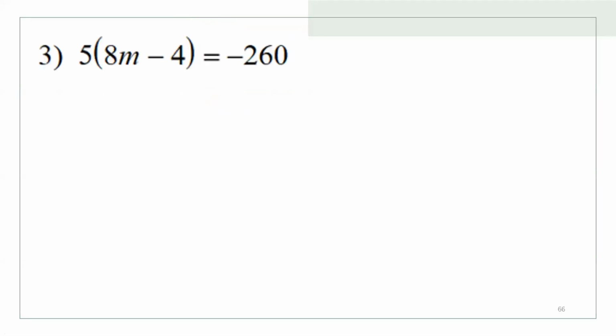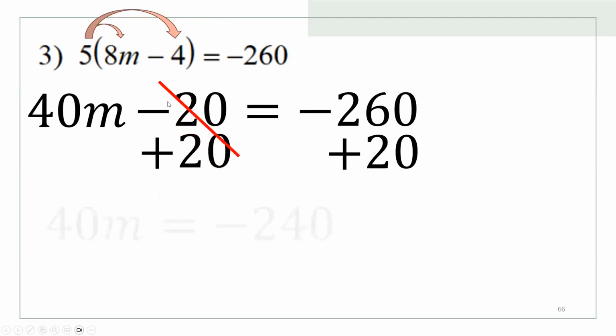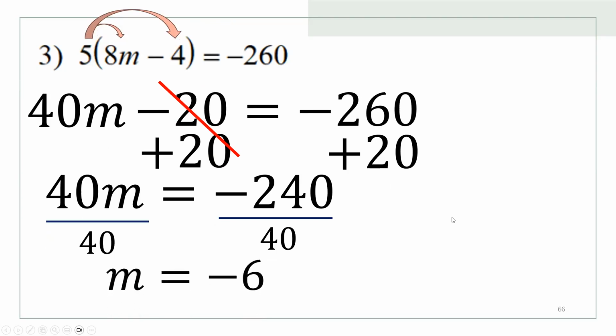Question number 3. Again, a distribution on the left side. So we've got 5 times 8, which would be 40m. 5 times -4 is -20. And then we drop down everything else. Again, you get rid of adding and subtracting first, so we add 20. And then we divide both sides by 40. We end up with m equals -6.